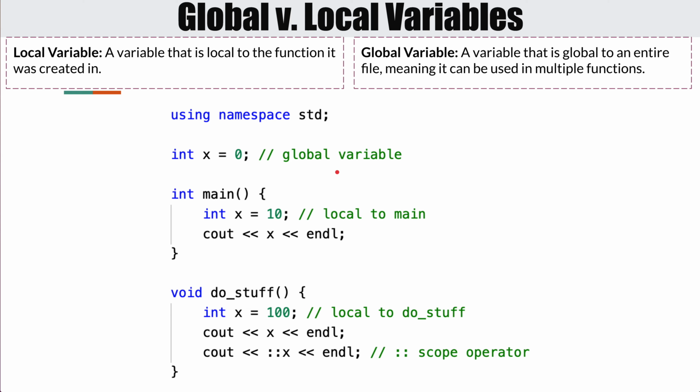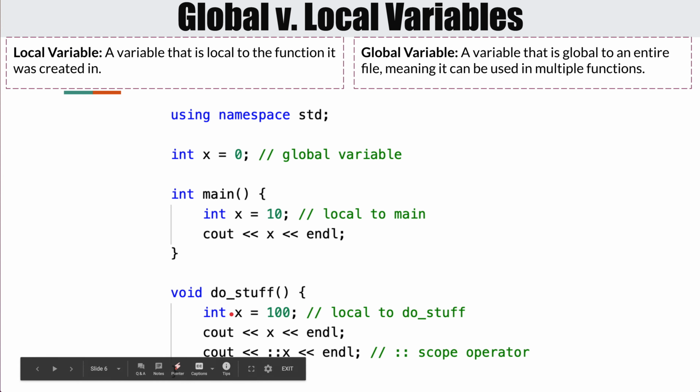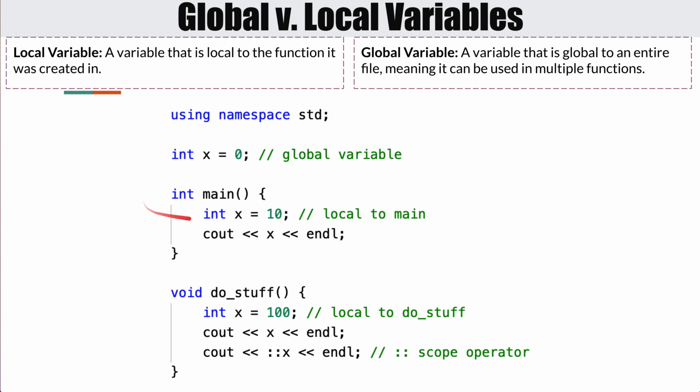Okay. Now, notice how there's a global variable x, there's a main variable x, and there's a do stuff variable x. Okay. Don't do that. Don't give a global variable the same name as a local variable. Okay. But let's just say that it happens. For whatever reason it happens, you should know how to deal with it.